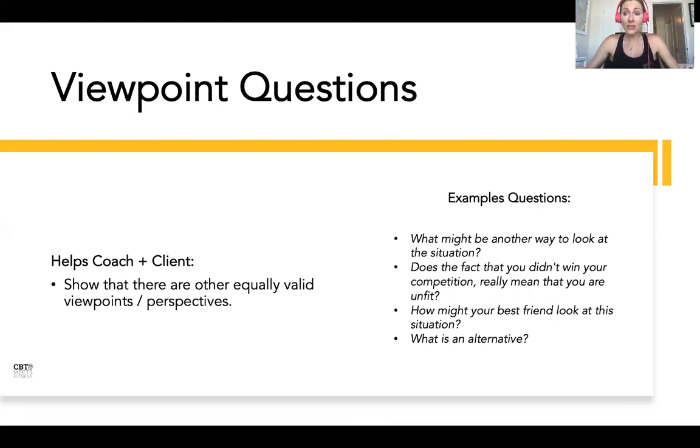A great way to do that is the best friend technique. So you say, how might your best friend look at this situation? Usually we can be very nice to our friends and look at different viewpoints and console them. But when it comes to ourselves, we're pretty mean. We're like bullies. So using that can help. And what's an alternative?